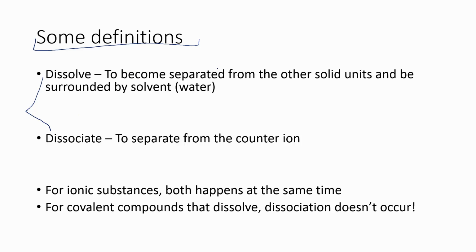Now, to dissolve means that the molecules or units become separate from the other solid units and it becomes surrounded by solvent, which in our case is always really going to be referring to water in this class for the most part. To dissociate means to actually break apart into ions. So the positive ions come apart from the negative ions while they are dissolved in the solvent. For ionic substances, if they dissolve, they're both going to happen at the same time. They'll both dissolve and dissociate. For covalent molecular compounds, you have some that dissolve and some that don't, but the ones that do dissolve, dissociation doesn't really occur.